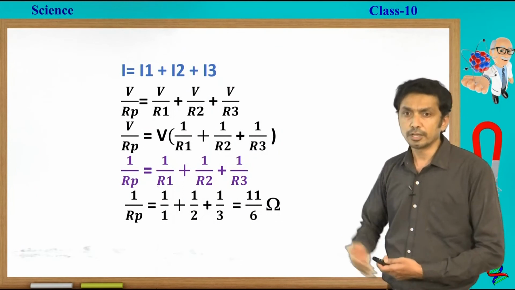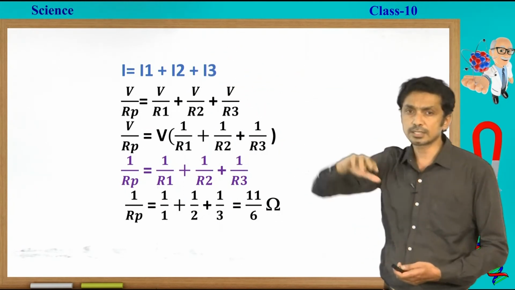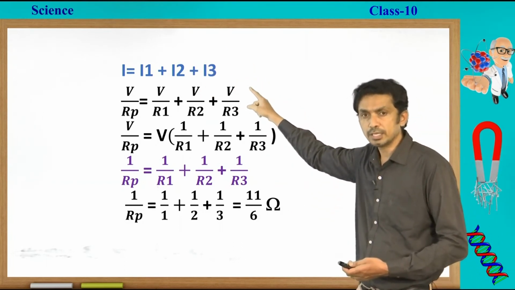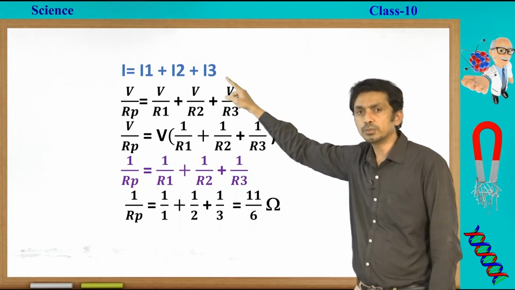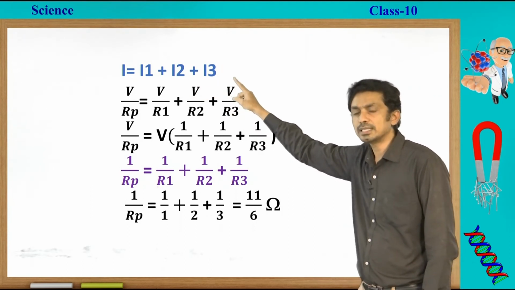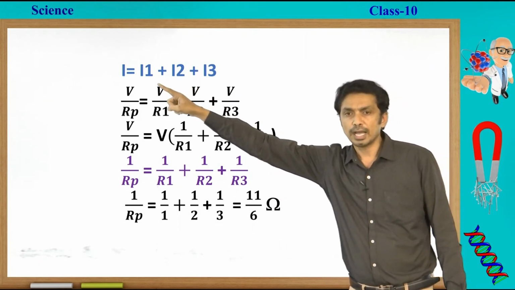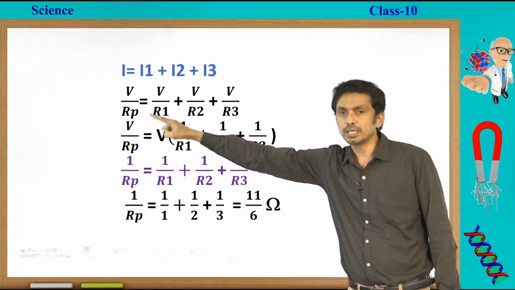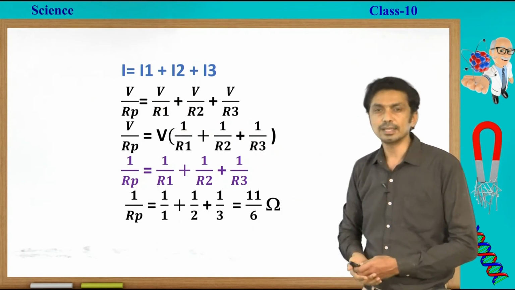So now children, we will write it here that as in the series resistors case we wrote V is equal to V1 plus V2 plus V3. Here we will write total electrical current is equal to the sum of electrical currents in each branch of the resistor. And here we can write by Ohm's law as V by Rp, where Rp is the equivalent resistance when the resistors are in parallel.